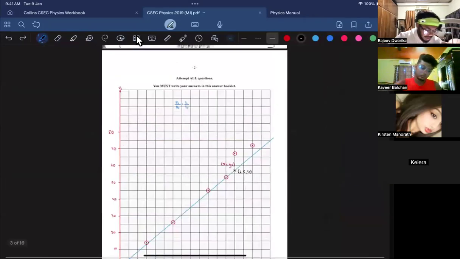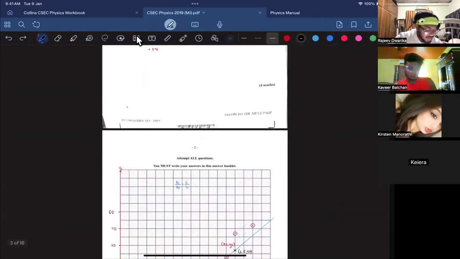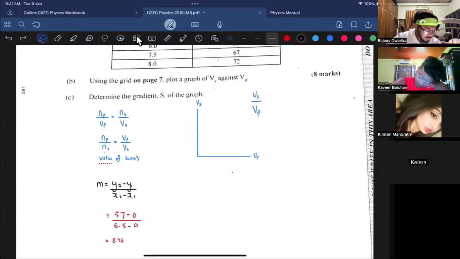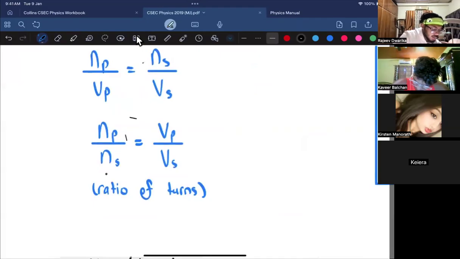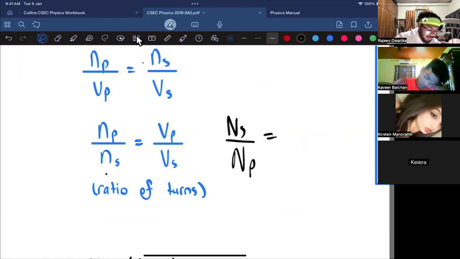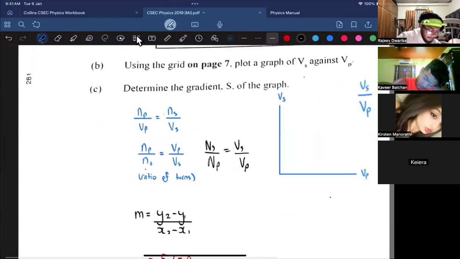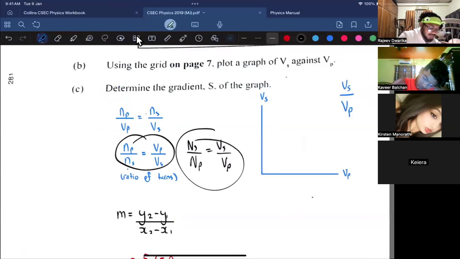Oh, by the way, I just want to clear up any confusion. I was saying that the gradients will give us 1 over something. I want to clear up any confusion if anybody looking at this on YouTube is confused. If you were using this formula and it came up with NP over NS is equal to VP over VS, yes, it's correct. It's just the opposite. You could invert both sides, and if you flip both sides, you'll get NS over NP is equal to VS over VP, which is the same thing.